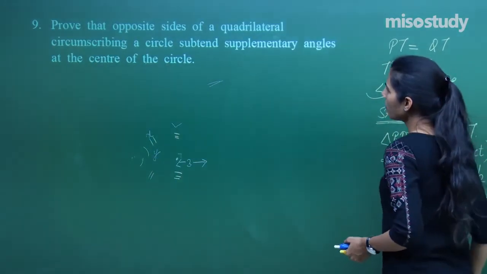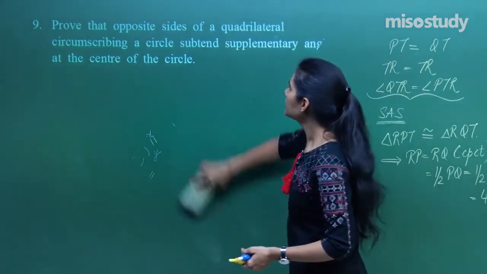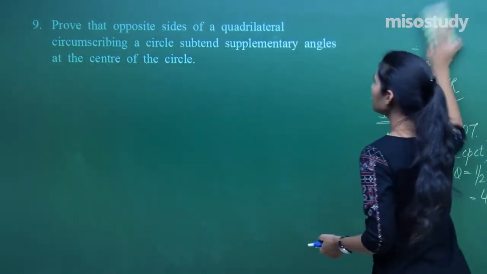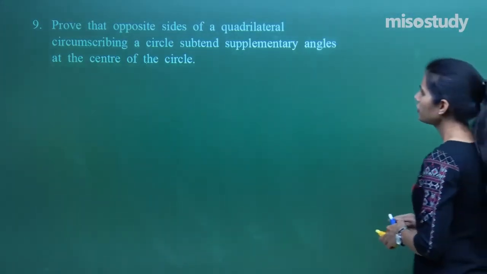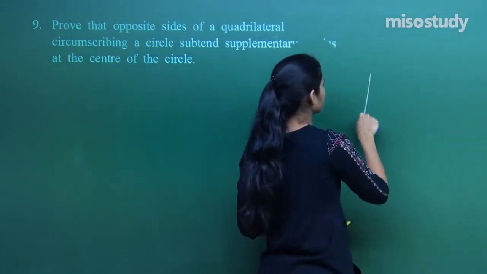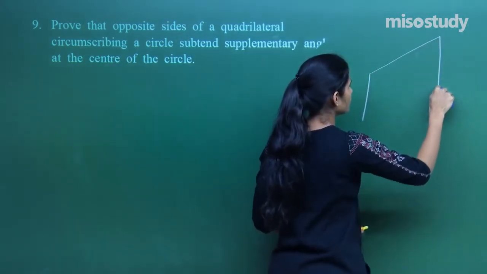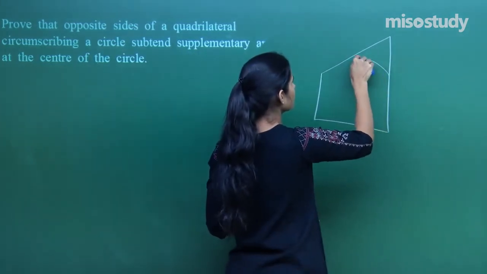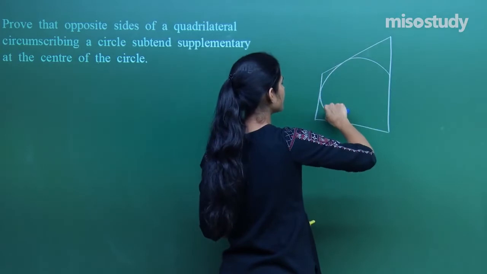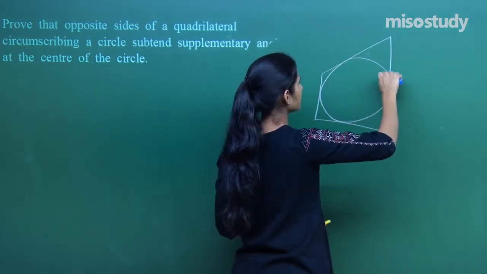Next says, prove that opposite sides of a quadrilateral circumscribing a circle subtend supplementary angles at the center of the circle. What do I mean by this? First of all, there is a quadrilateral circumscribing a circle. So say that's the figure. This quadrilateral is actually circumscribing a circle.